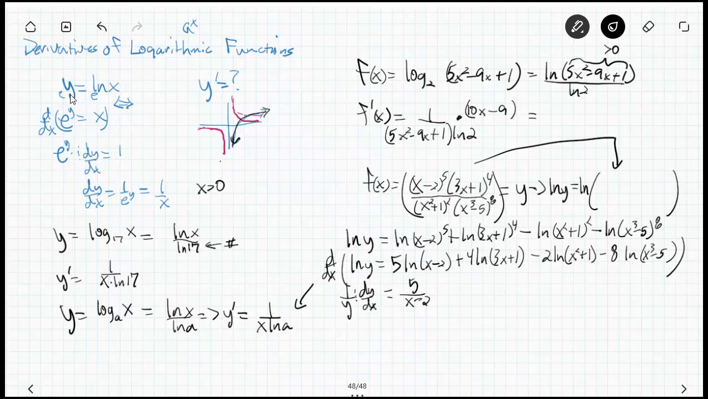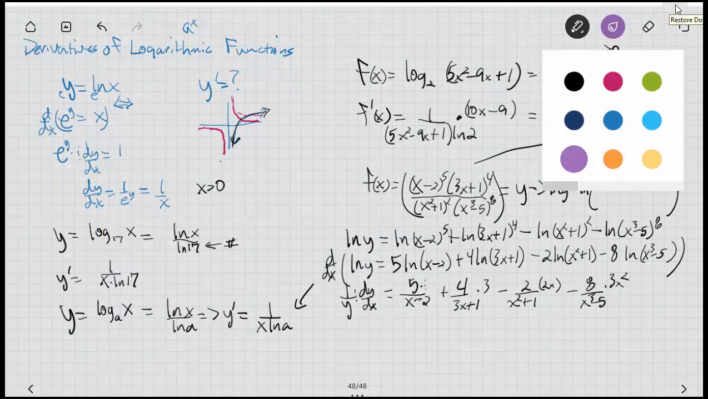Because the derivative of the natural log of x minus 2 is 1 over x minus 2 times the derivative of x minus 2, which is a little understood 1, plus 4 over 3x plus 1 times the derivative of 3x plus 1, which is 3, right? I'm just using chain rule. Minus 2 over x squared plus 1 times the derivative of x squared plus 1, which is 2x, minus 8 over x cubed minus 5 times the derivative of x cubed minus 5, which is 3x squared.